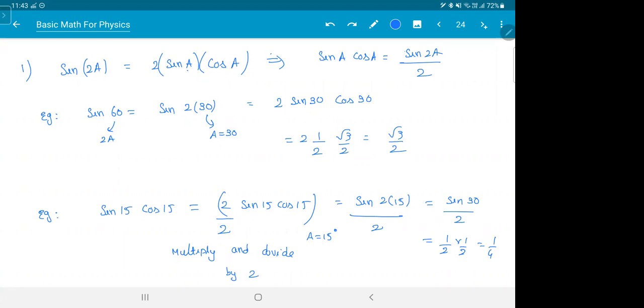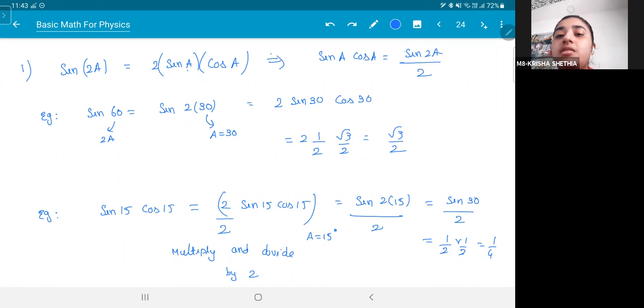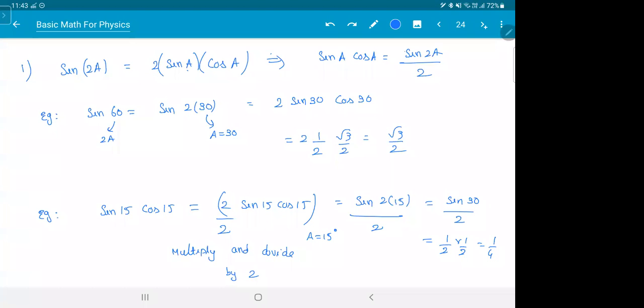Turn the page. Sir, in sine 60, we could write it in the form of 2 into 30. But if there is some number like 175 or something, then how can we write? You can write, but you can't solve. You don't know the values. So it is useful only when you can find the angles.